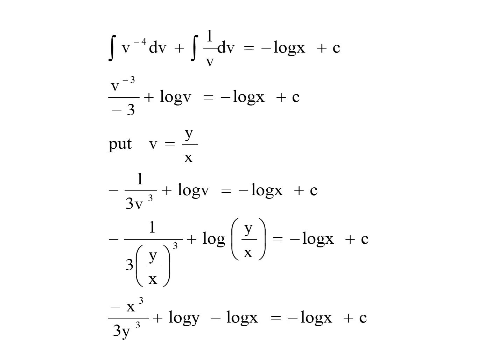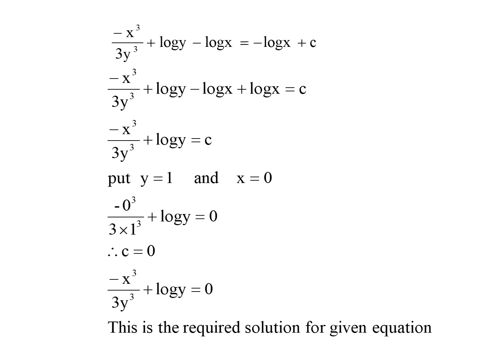Move on to the next line. Reciprocal of the denominator part is minus x cube by 3 into y cube plus, as we all know the formula of log of a by b, that is log a minus log b. Using that formula, it can be written as log y minus log x is equal to minus log x plus c. Write down the same step which is there in the previous slide, that is minus x cube by 3y cube plus log y minus log x is equal to minus log x plus c.